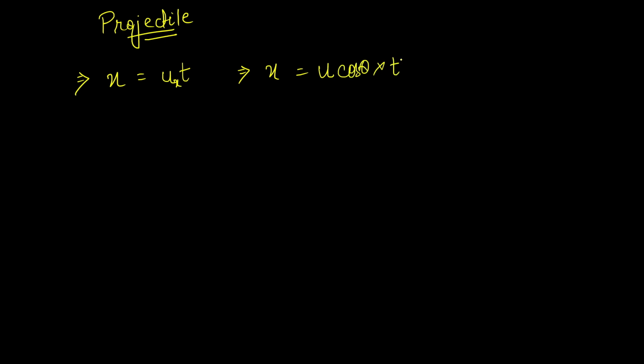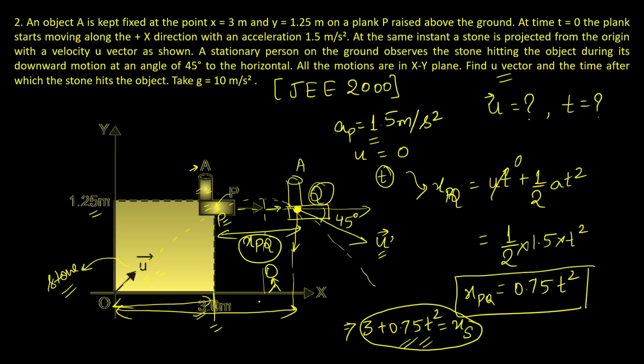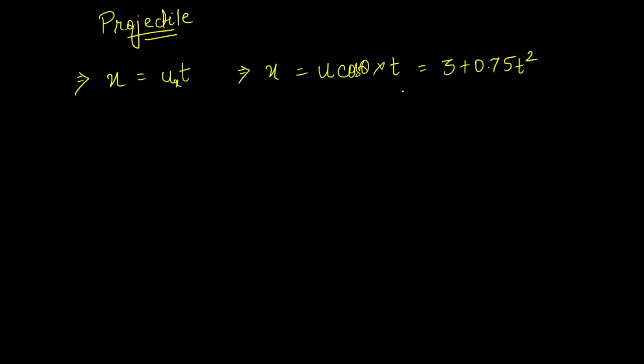And from the perspective of projectile motion, because the stone is a projectile, what will be the x? x is equal to uxt plus half at square, but acceleration is 0 for projectile motion in the x direction, that we know. So x is equal to u cos theta multiplied by t, and that is equal to 3 plus 0.75 t square, because we have already calculated x for the stone, and 0.75 t square is the x traveled by this plank P. So we have this now.